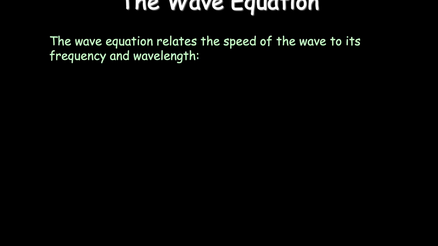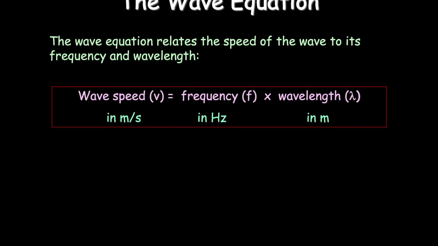So the wave equation we use to find out how fast a wave is moving. And we need to know the frequency and the wavelength to do this. So the equation, which you'll need to remember, is wave speed, which has the abbreviation v, is frequency, f, times wavelength, and that little upside down y is a Greek letter, lambda. And the units for wave speed are meters per second, frequency are hertz, and wavelength is meters.